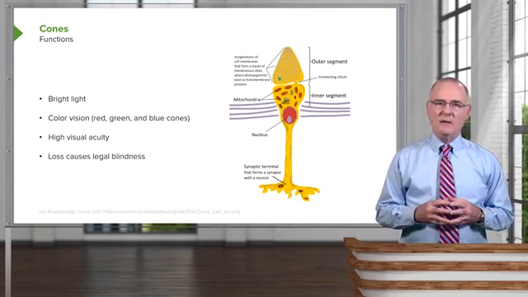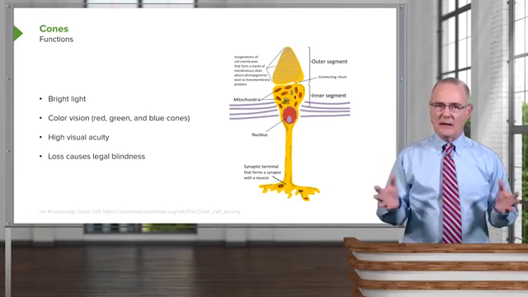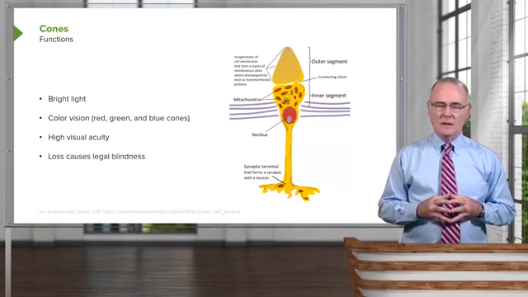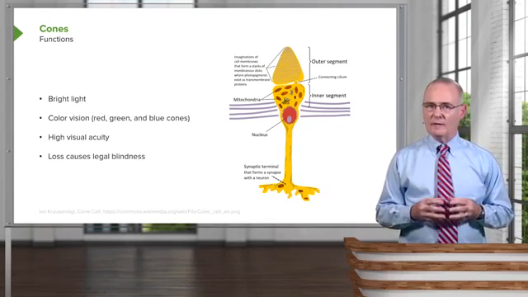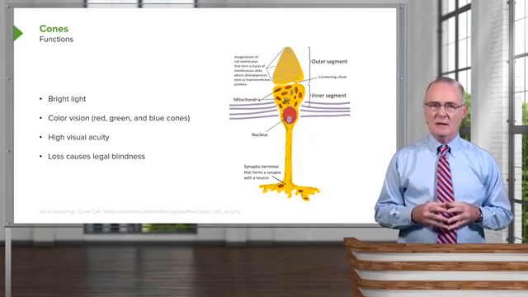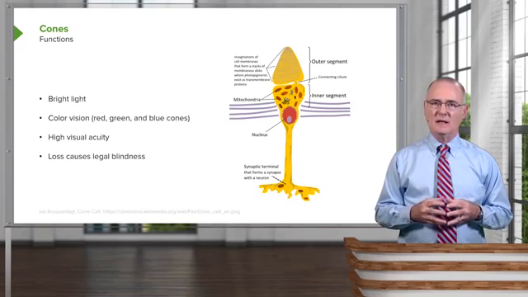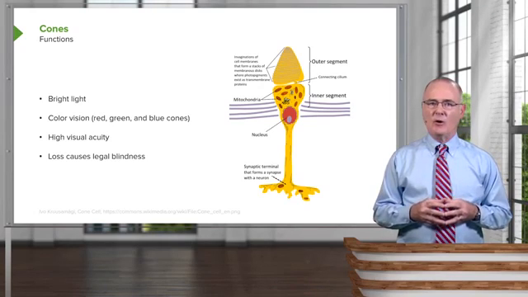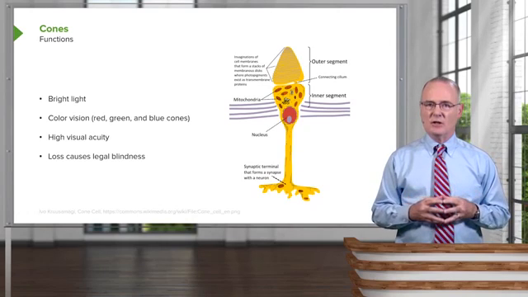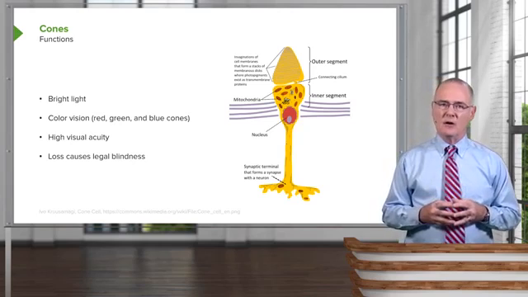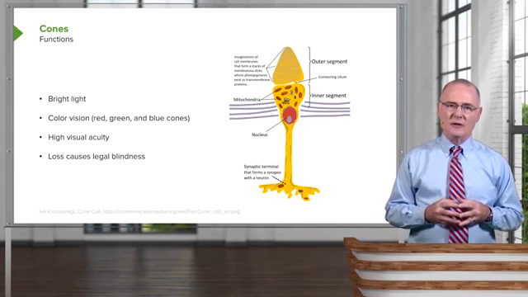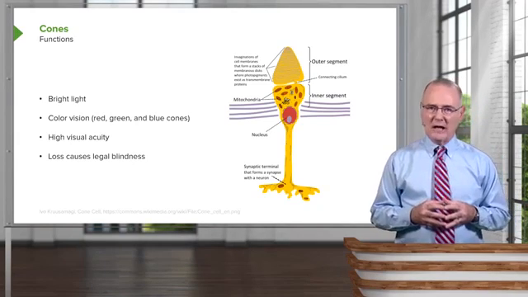Cones are necessary to operate in bright light. They are responsible for conferring color vision, and in order to do so, there's a population of red, green, and blue cones. They are responsible for high visual acuity, and if we have an excessive loss of cones, this is a cause of legal blindness.